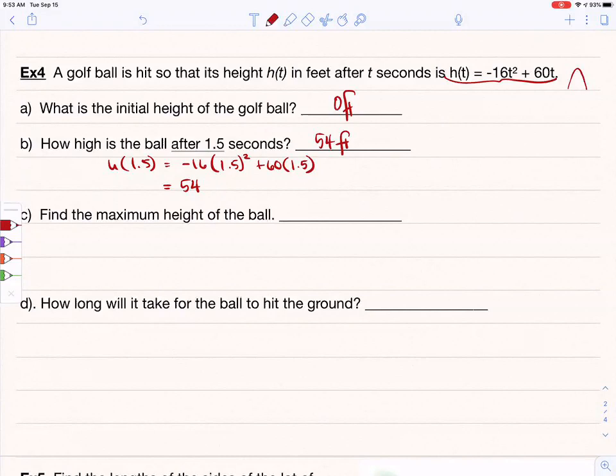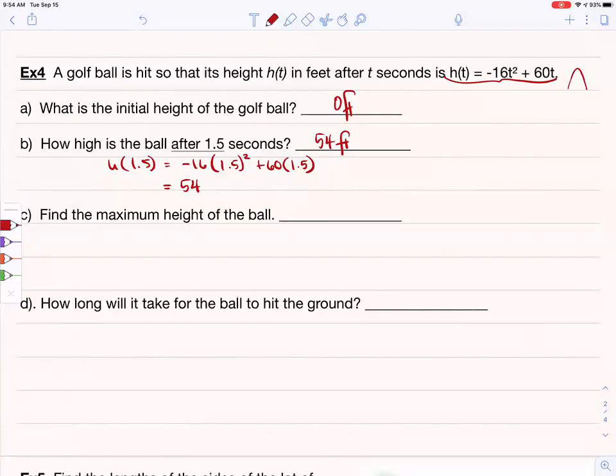All right, so C, find the maximum. Let's stop right there. What should you be thinking the minute you hear the word maximum? Vertex. Find the maximum height. Now wait a second. Which piece of the vertex represents the height? Remember the vertex is called (h, k). Which of those pieces represents the height of my ball? It's the k value. Height is a y value. So I need the k piece of it.